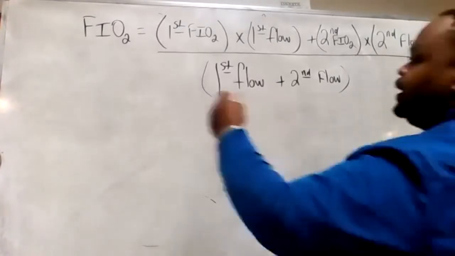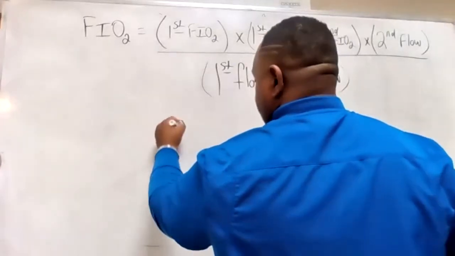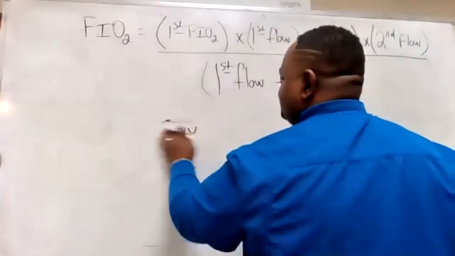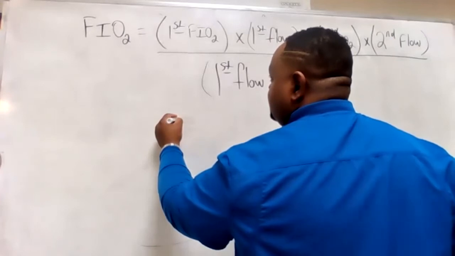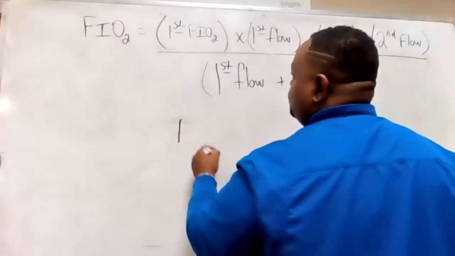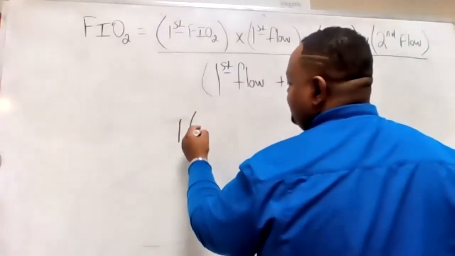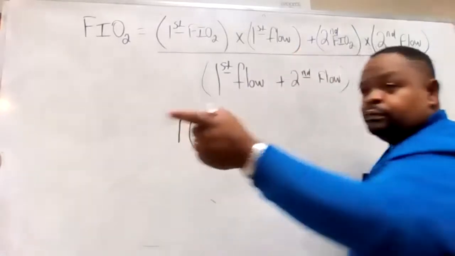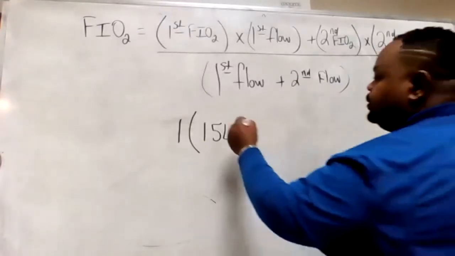So let's work it out. FiO2 equals the first FiO2, which was 100%. I think it's a decimal, so 100% is 1. Times the first flow. 15 liters was the first flow, right? I had 100% on 15 liters of oxygen.